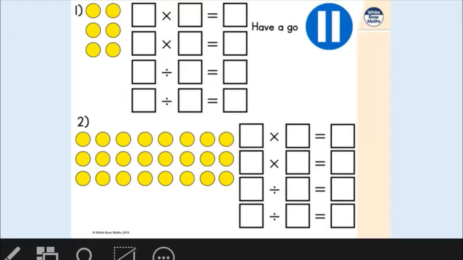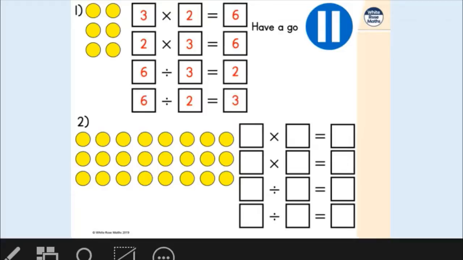Okay, number 1, let's use our rows first. So here I can see we've got 3 rows of 2 is equal to 6, so 3 times 2 is equal to 6. The column, 2 columns of 3, 2 times 3 is equal to 6. Now let's use our rows to divide. So we've got 6 divided into 3 rows, and we can see 2 counters on each row. And then columns, we've got 2 columns, so 6 divided by 2, we can see each column's got 3 counters.